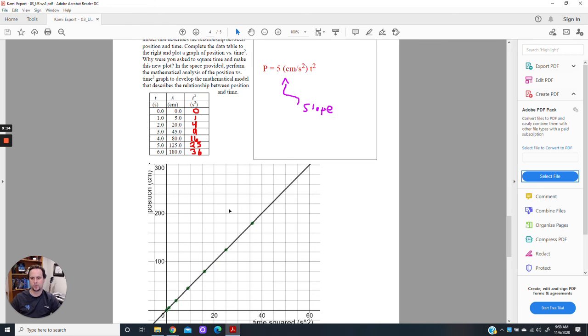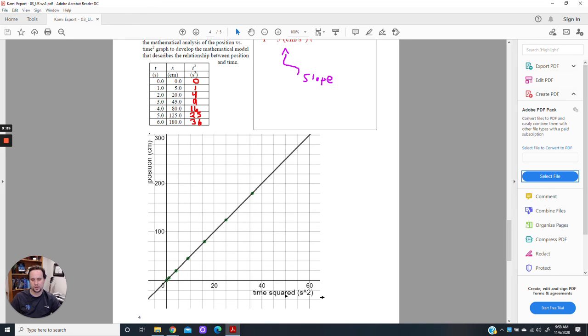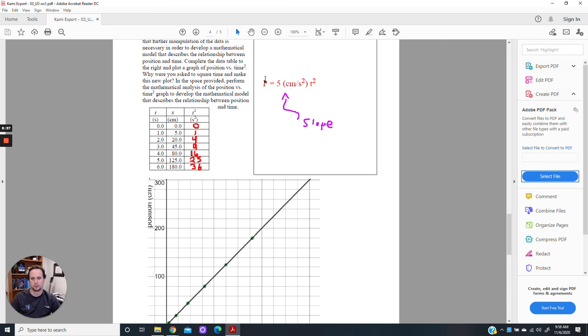The slope is 5. If you look at the slope of this line, you can find that pretty easily to be 5 centimeters per second squared, and then the time squared. So I've got that same linear equation. Y variable is position, slope is 5, x variable is time squared. And that gives me an equation here too.